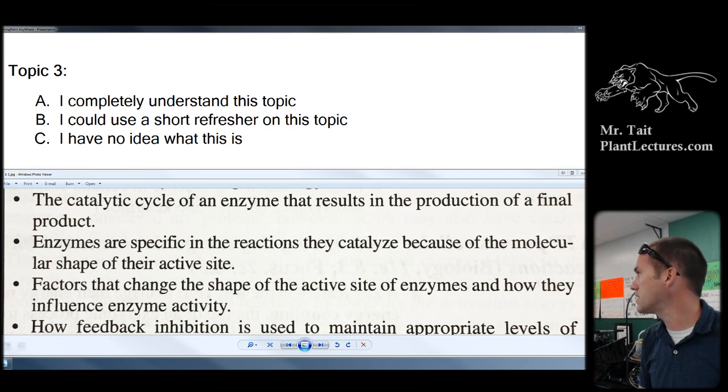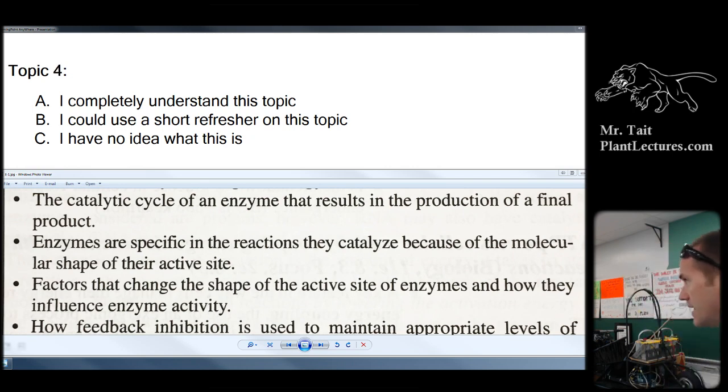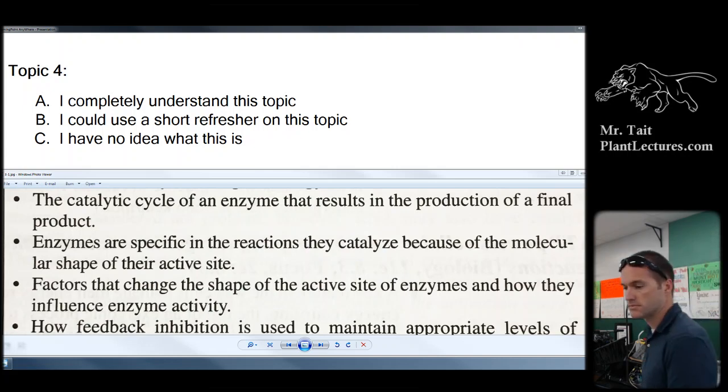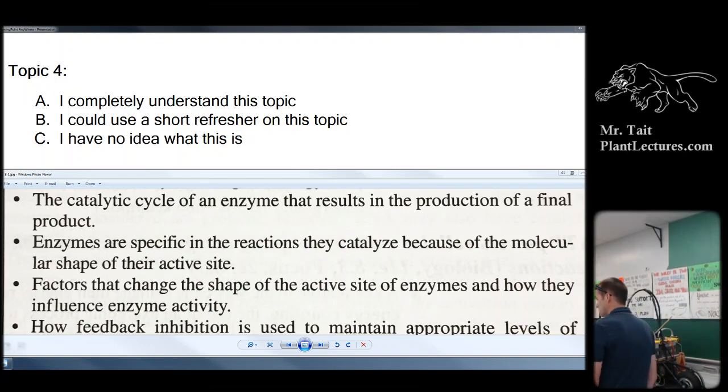Topic 4 says the catalytic cycle of an enzyme that results in the production of a final product. All right, so we definitely need a refresher on this one. I think most people are confused just because of this catalytic cycle part here. That just means how an enzyme works.